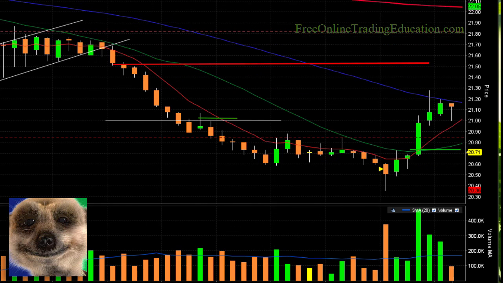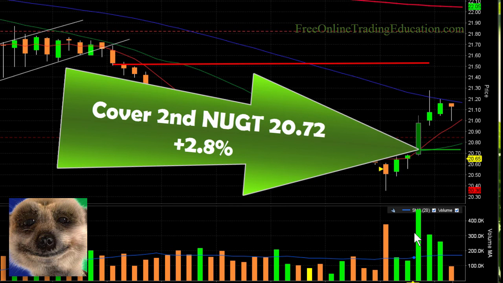And then look at this, kaboom, baby, look at that sucker take off, and look at the volume that came in when that happened. I am glad I'm out of my short. So for the second half, I stopped out at 20.72 for 2.8% on the second half.